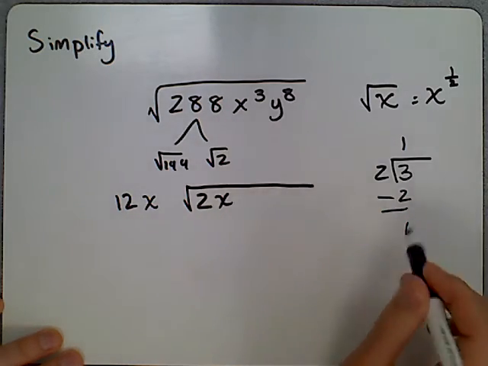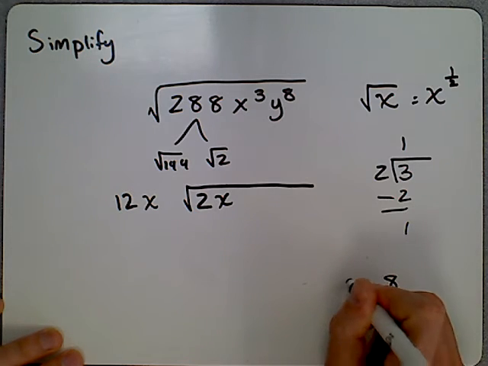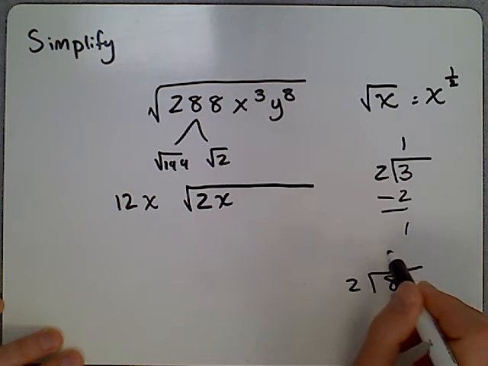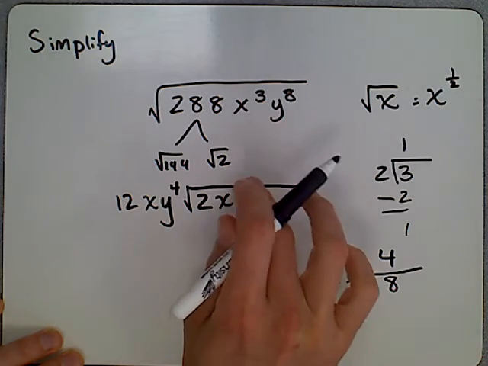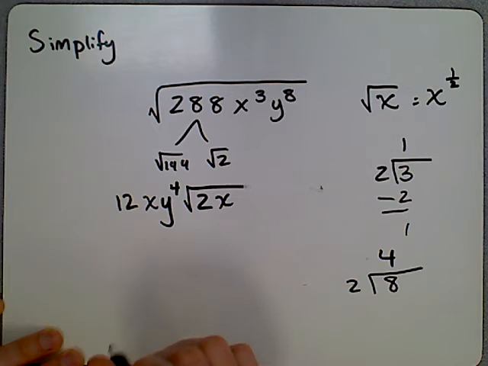With the y to the eighth, a little bit cleaner, you can just divide 8 by 2, or take 1/2 of 8, and get 4, and you're left with a y to the fourth out here. And you have no remaining y's inside.